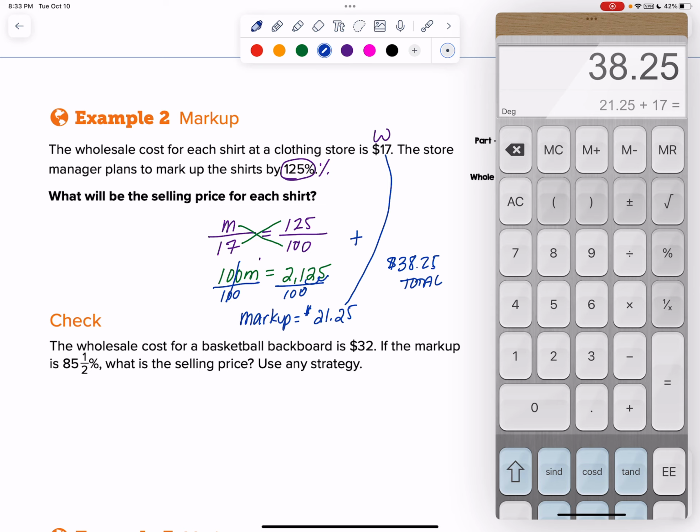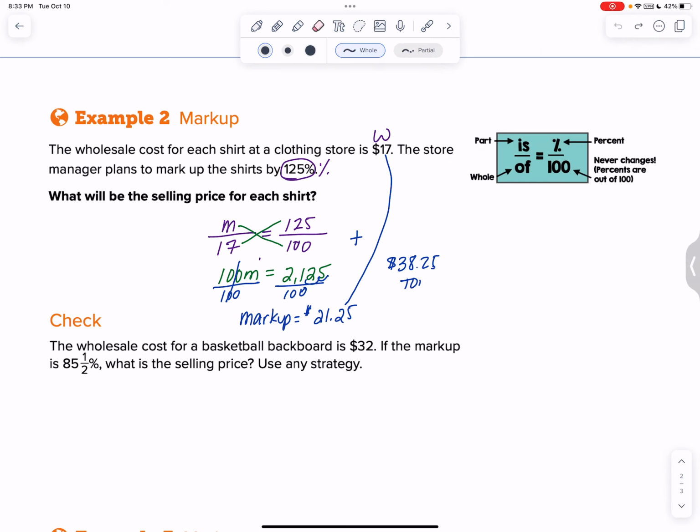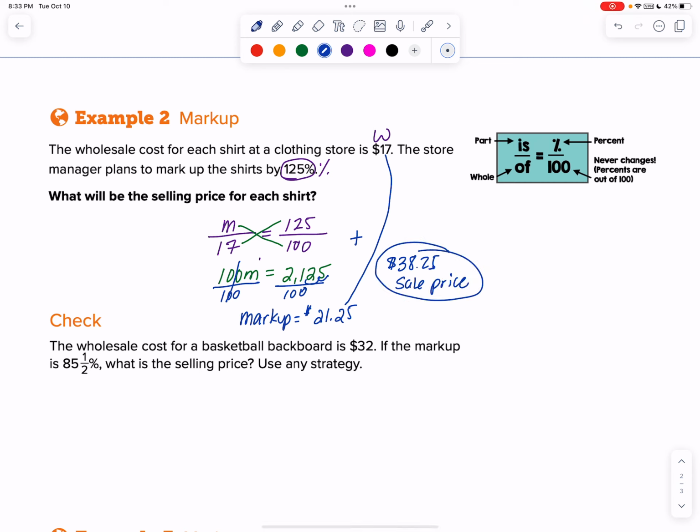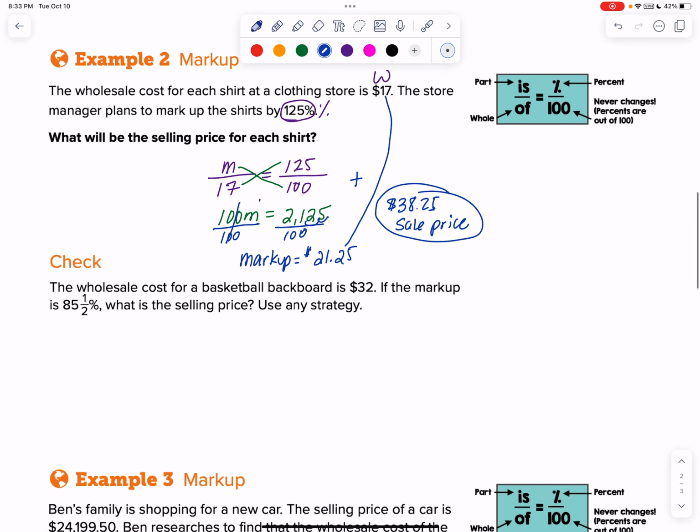Total. Okay, or we could say, really more appropriate to answer the question, would be sale price. Okay, because it says what will the selling price be. So that's a better answer for us. Okay, all right, let's go ahead and check this out. If you want to pause and try it and then hit play to check, you can, or you can just follow along.